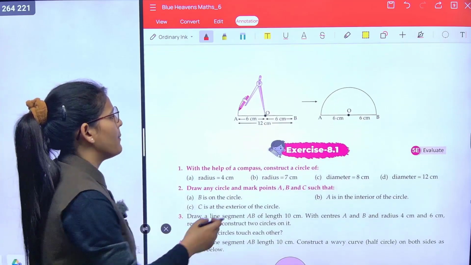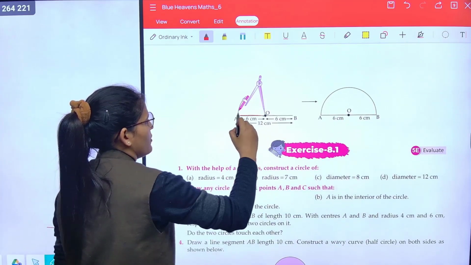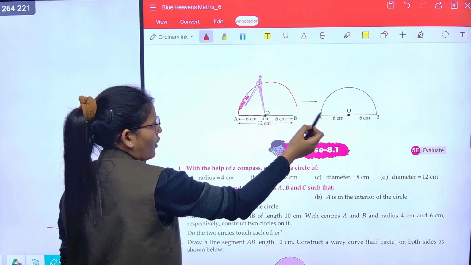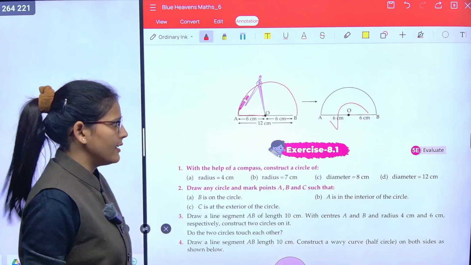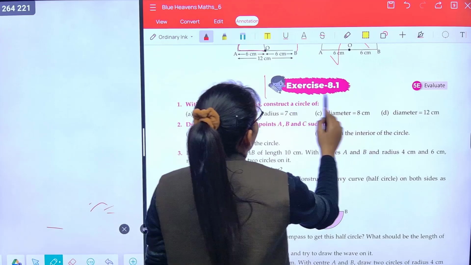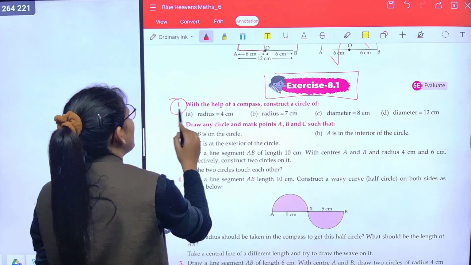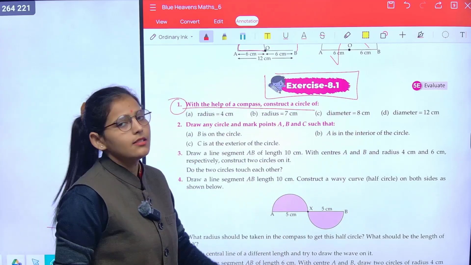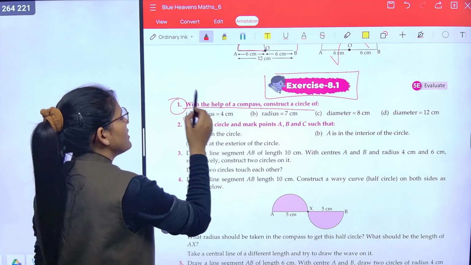Understand class? यहाँ पर 6 and यहाँ पर 6. तो हमने उसको move किया. Now it is completed. Like this. Now come on exercise 8.1, question number 1. With the help of a compass, construct a circle of radius 4 centimeter.